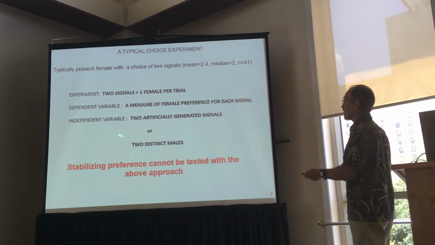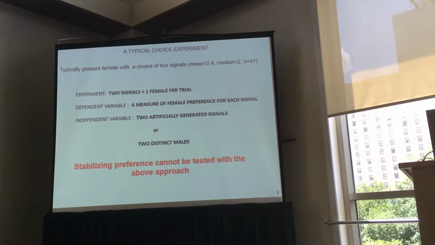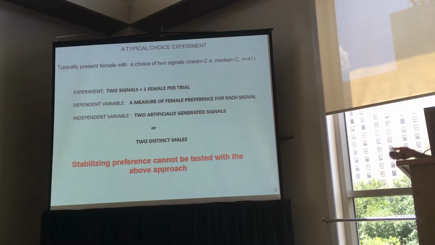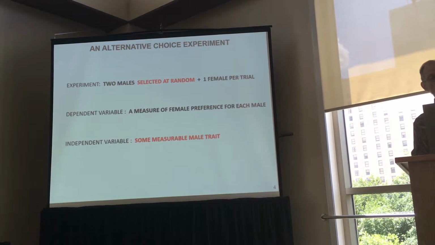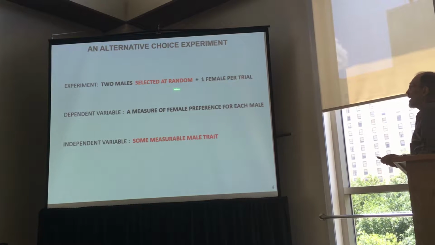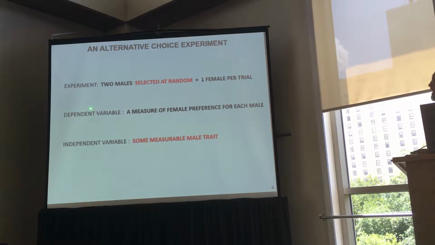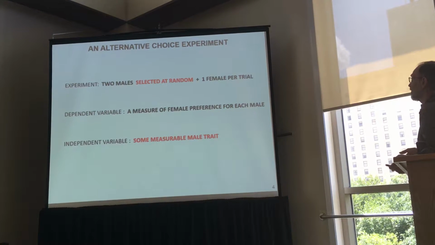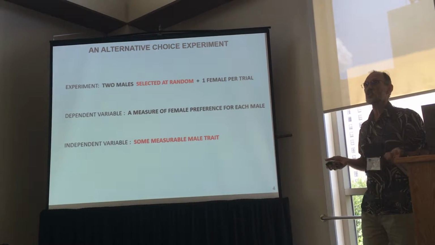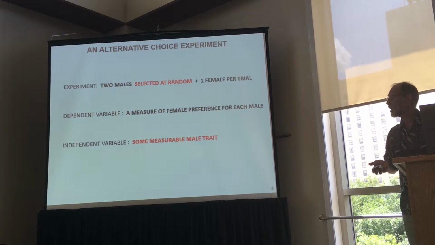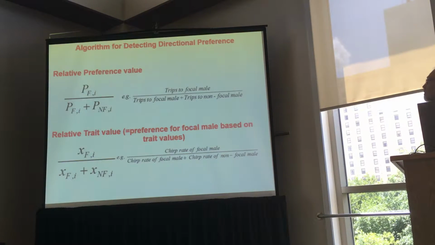The problem with this type of experiment is it cannot measure stabilizing preference. It can only measure the possibility of a directional preference for those particular two extremes. So an alternate experiment is one where we use two males, but these are selected at random from the population and presented with the female. Again, our dependent variable is a measure of the female preference for each male. The independent variable is some measurable trait, such as its color, or chirp rate if it happens to be a cricket, something like that.